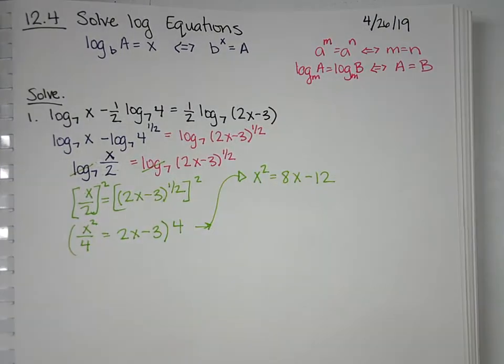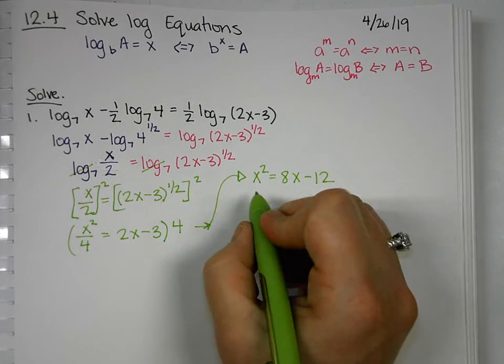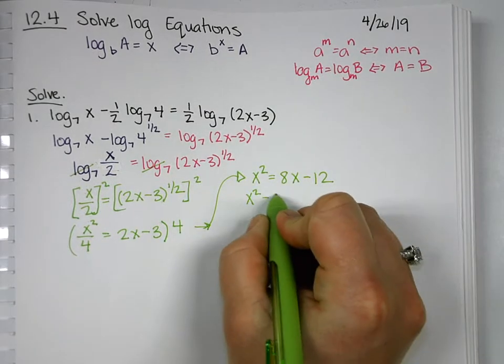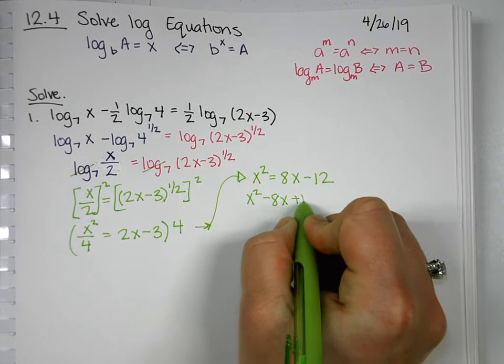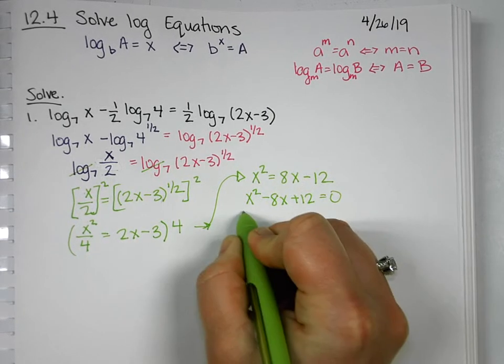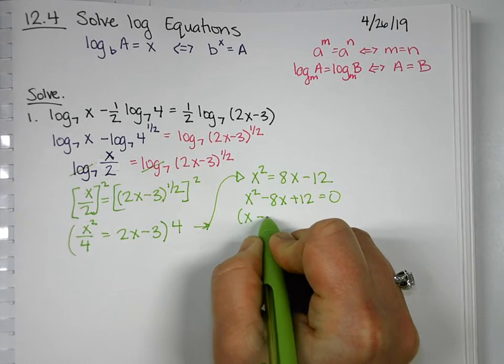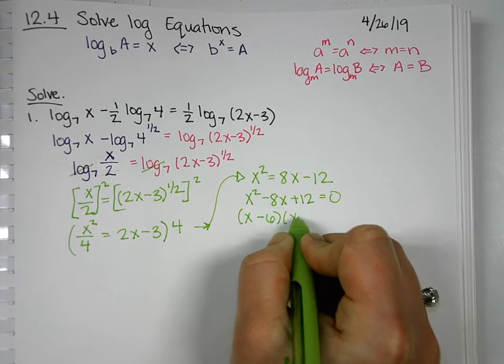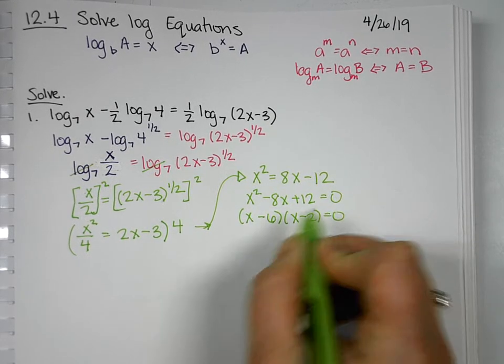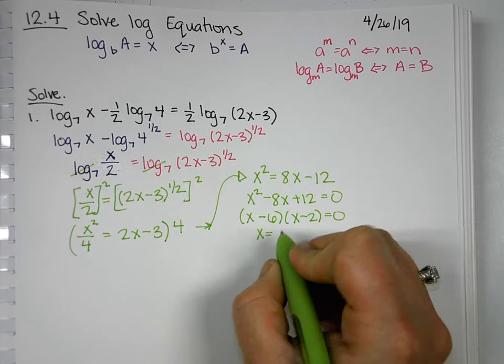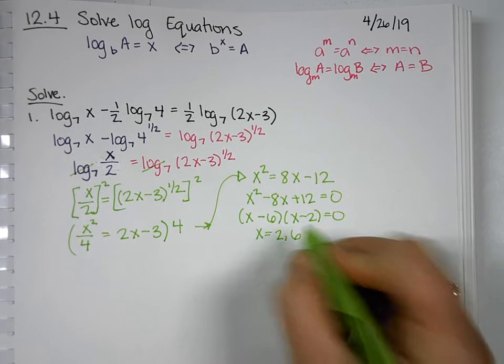Now I have a quadratic, so I'm going to move everything to one side. Subtract the 8x, add the 12, and try to factor. So minus 6, minus 2, and we get x is equal to 2 and 6.